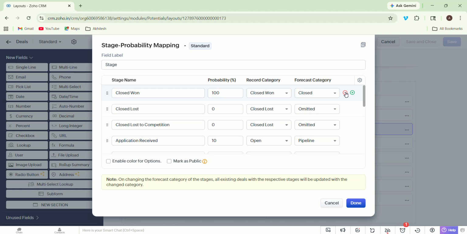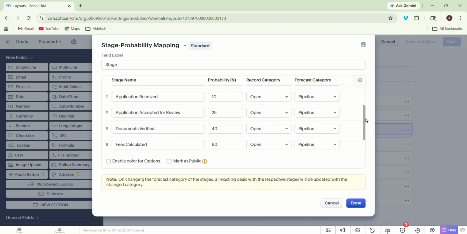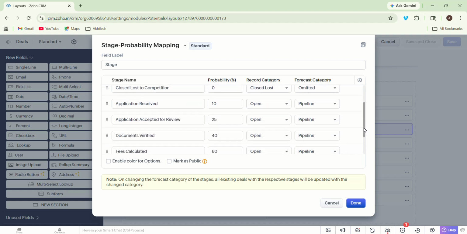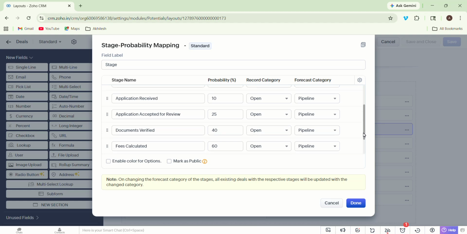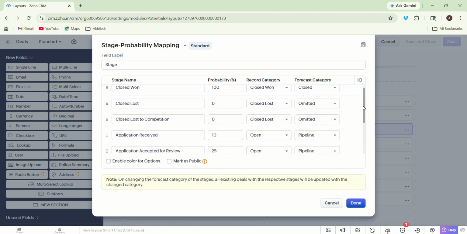Okay, perfect. So now we will start here. Now I have created a few things. For example, if you look at these: application received was created, application accepted for review was created, documents verified, fees calculated, ready for offer extension, offer extended. Now, I will tell you what these mean and what is the explanation behind them, and I will show you how to create one also. Okay, so it's very easy how to create one and how to rearrange them as well.